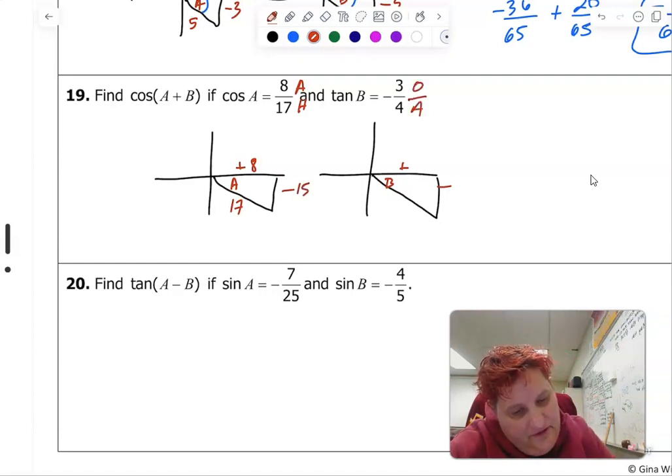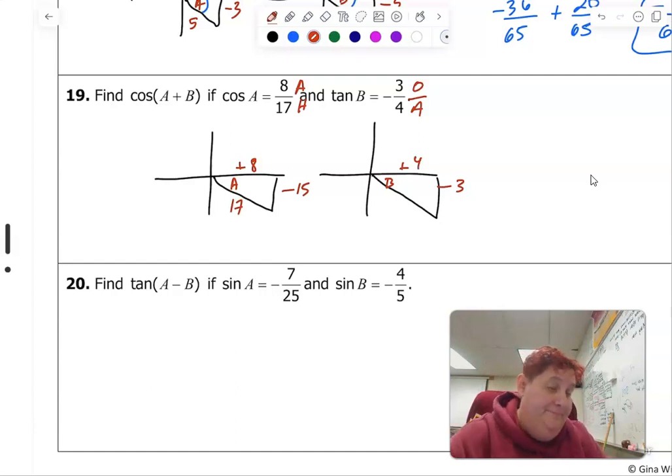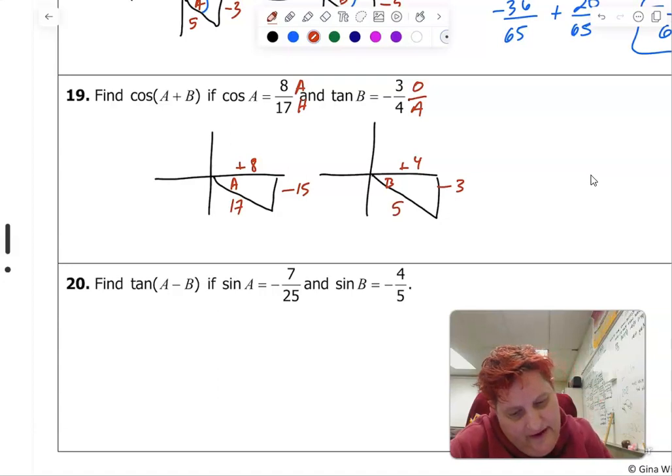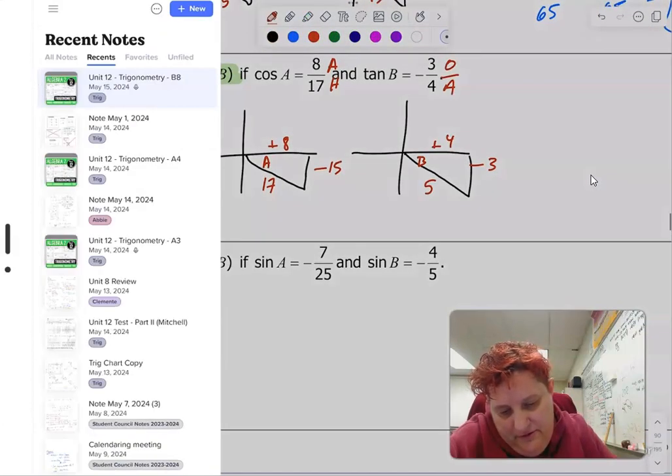Tangent is opposite over adjacent. So opposite is 3, adjacent is 4. The negative will go with the 3 because that's going down. That's also a triple, 3, 4, 5. Now this is asking me to find cosine of A plus B.